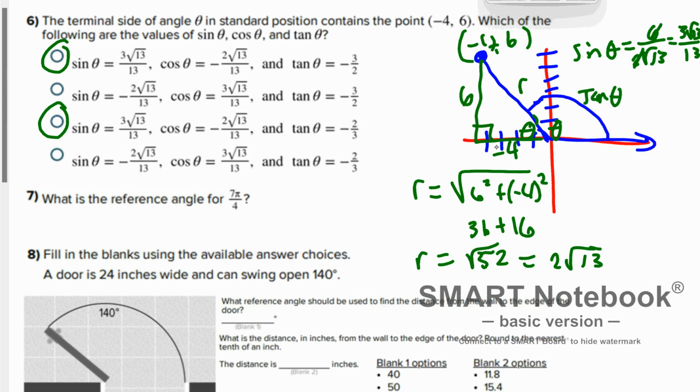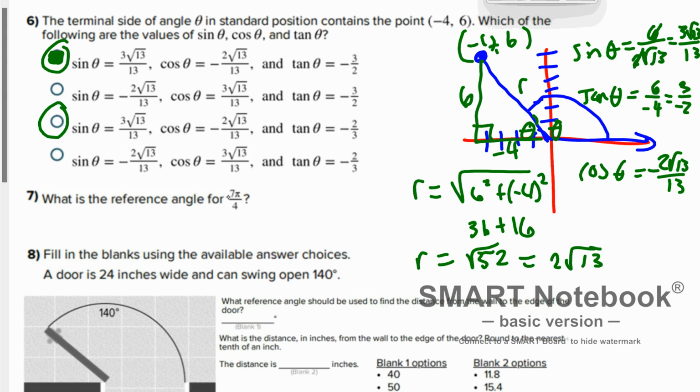Tan of theta is y over x. So that'd be 6 over -4, which reduces down to -3 halves. So look for that one, -3 halves. So not that one. So look, we only had to do a little bit of work and we got it. And then cosine would be -2 root 13 over 13, because that is x over r. So -4 over 2 root 13, and simplify down to that.